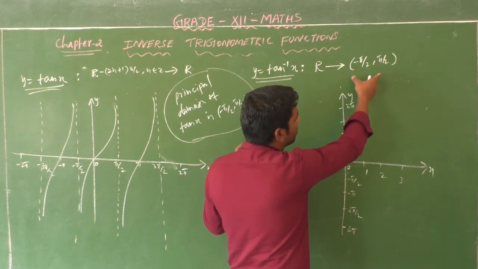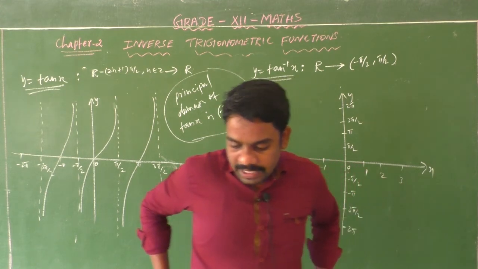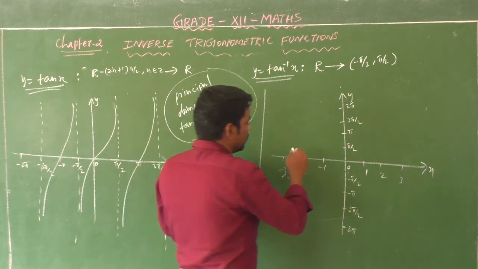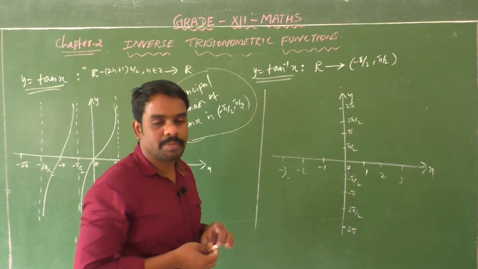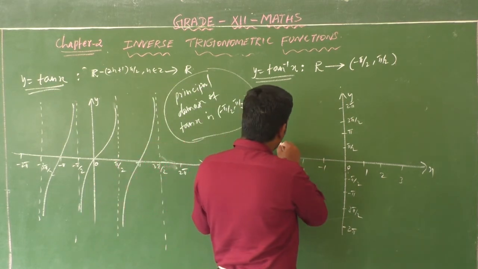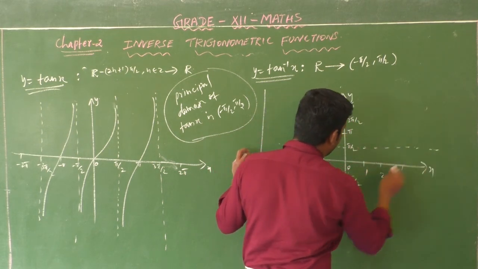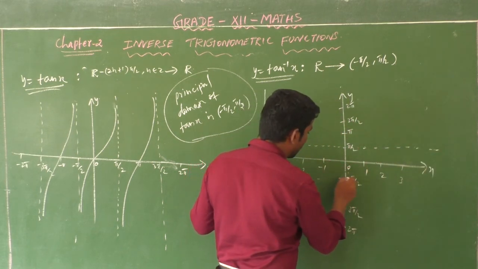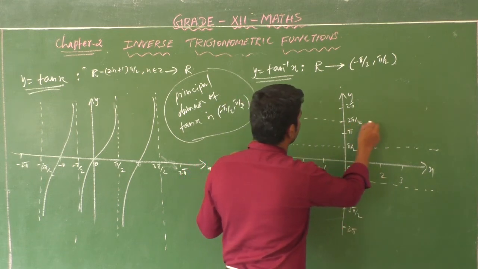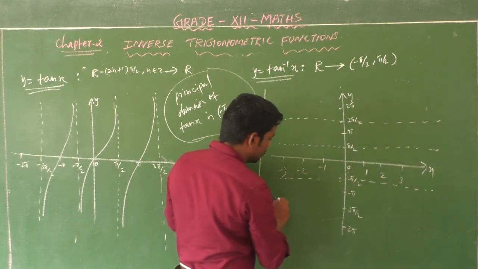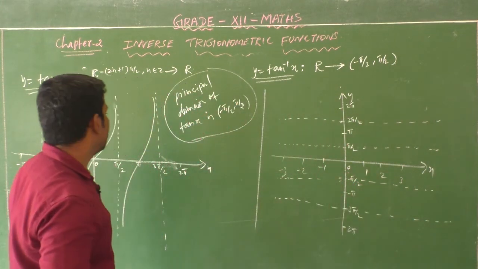The range of this function is minus pi by 2 comma plus pi by 2. So at x equal to pi by 2, tan inverse of pi by 2 is not defined. So the line x equal to pi by 2 is y equal to pi by 2 and y equal to minus pi by 2 and y equal to 3 pi by 2, y equal to minus 3 pi by 2.